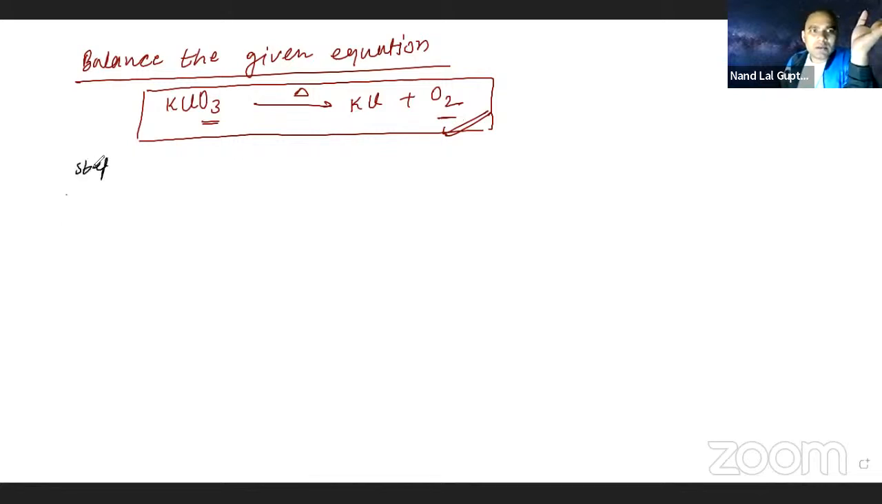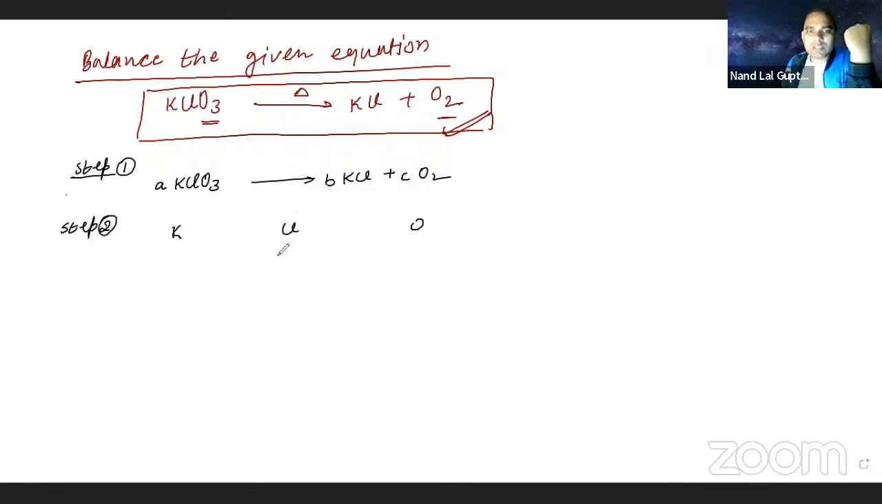Step number 1. What we have to do, student, in this step, is mention algebra A, B, C, D in front of the reactants and products. So here you see A mole of KClO3 is converting into B mole of KCl and C mole of O2, student. Now step number 2: you have to mention the different types of atoms. Suppose K is there, Cl is there, and O is there. So 3 different types of atoms are there. Below the atoms, you are going to put the equal to sign, right? Now, before the equal to sign, student, this is the left hand side atom.